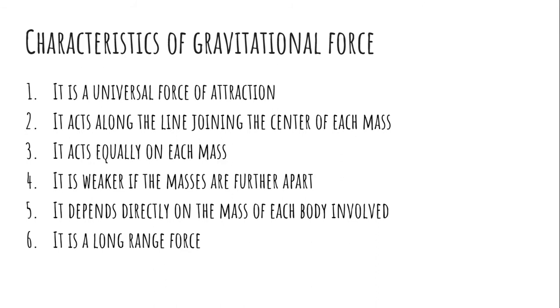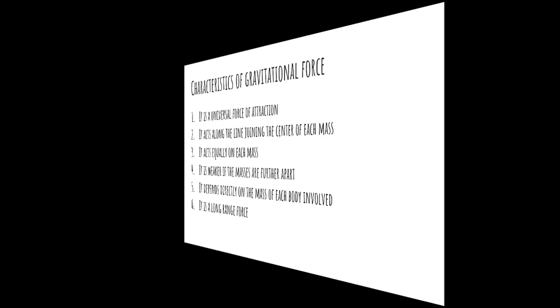Okay, so the characteristics of gravitational force are basically 6. It is a universal force of attraction, obviously. It acts along the line joining the centers of each mass. It acts equally on each mass. It is weaker if the masses are further apart, like Earth cannot attract Mars because it's too far away, but it can attract the moon because it's close enough. And it depends directly on the mass of each body involved. It is a long-range force.